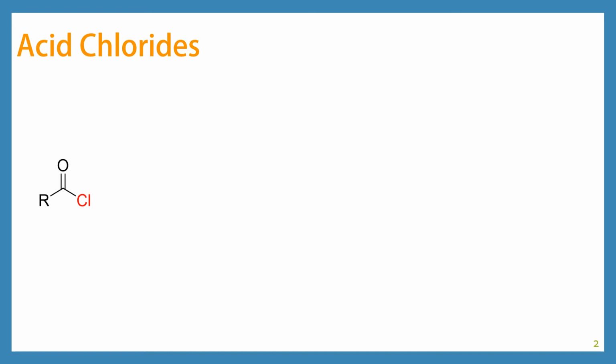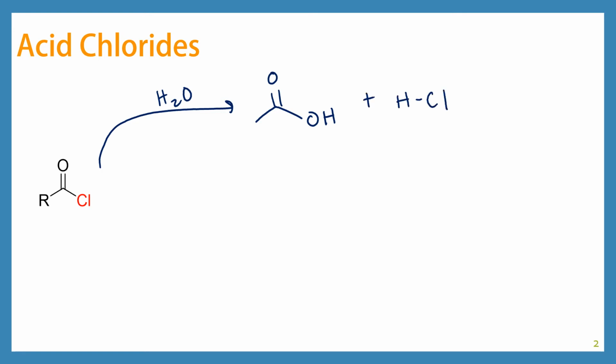So first we're going to look at the hydrolysis of acid chlorides. Since acid chlorides are the most reactive of the carboxylic acid derivatives, they actually can be hydrolyzed in just water. So if you leave a container of an acid chloride open on a muggy day, like today happens to be, you're going to end up with a carboxylic acid.